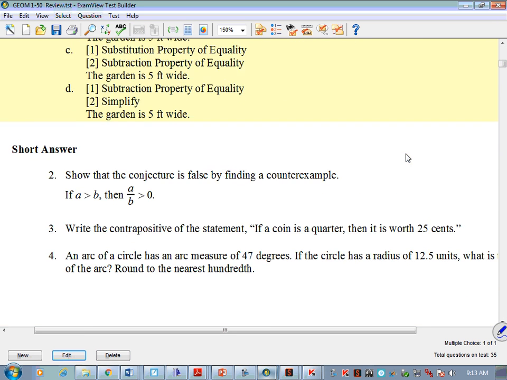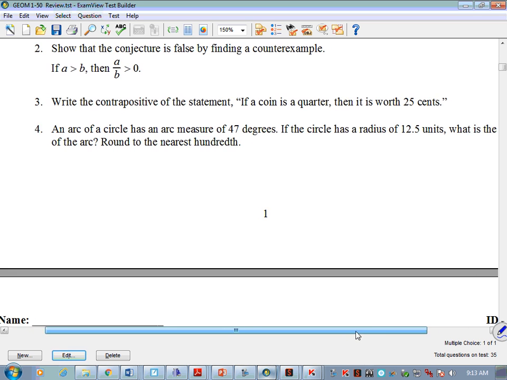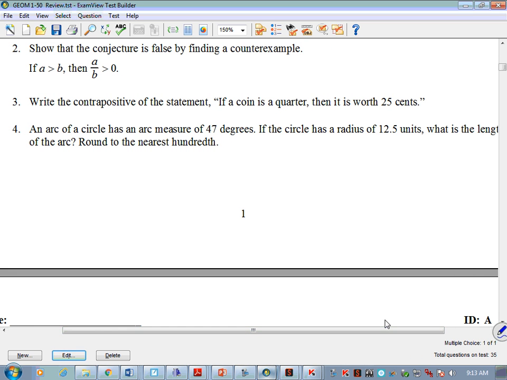So let me scroll down here. Let's come down to question number 2, short answer. This question comes from lesson number 14, disproving conjectures with counterexamples.